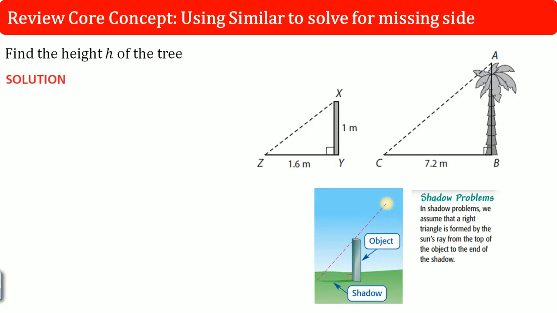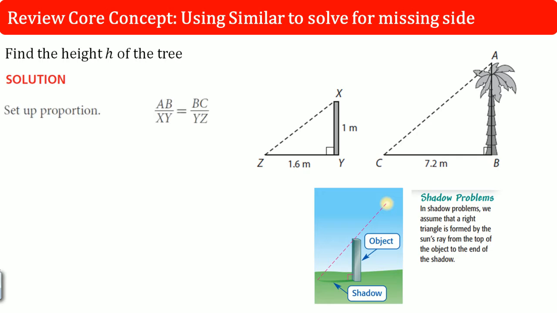Alright, so let's review the core concept from before. This was in part 1. This is how we find the height of the tree. We see that these two are shadow problems. They cast a shadow from an object, and the shape that they make are right triangles. And these two triangles are similar. They're the same shape, but not the same size. Therefore, we can compare them.